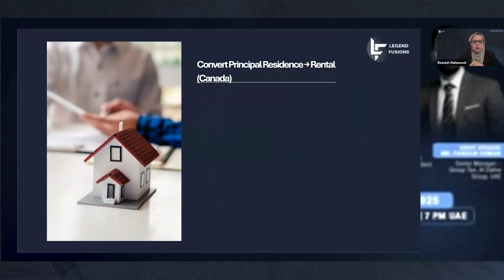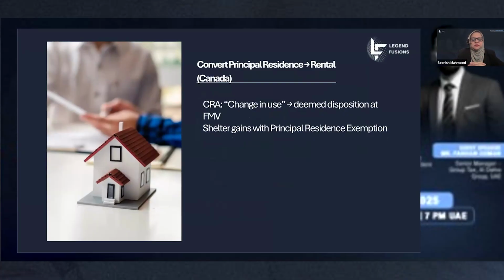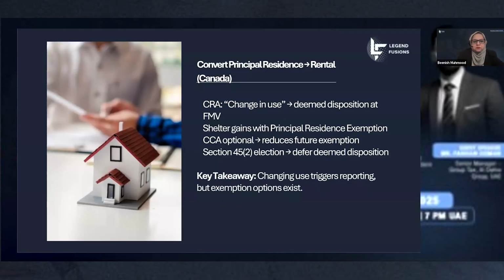So when you convert your principal residence into a rental property, the CRA basically sees it as a change in use. It is treated as if you have sold your house at fair market value and then immediately bought it back at the same value. So the scary part is if your property has gone up in price since you bought it, then you create a capital gain. But we do have a principal residence exemption that can help reduce or even eliminate the tax for the years you actually lived there.